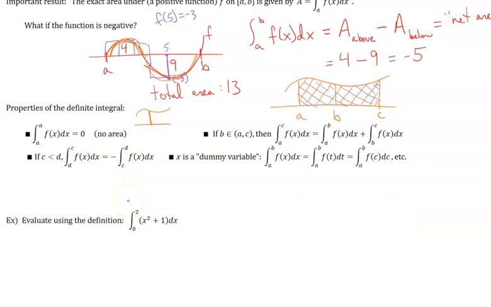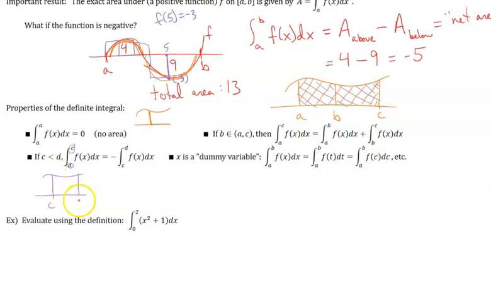Okay, if c is less than d, in other words, c is to the left of d, the integral from d to c is the opposite of the integral from c to d. So when we write an integral, we write our limits as the lower value and then the higher value, okay? If we're given an integral that is backwards, then what we need to do is flip those upside down and then put a negative out front. So let's talk about why this happens.